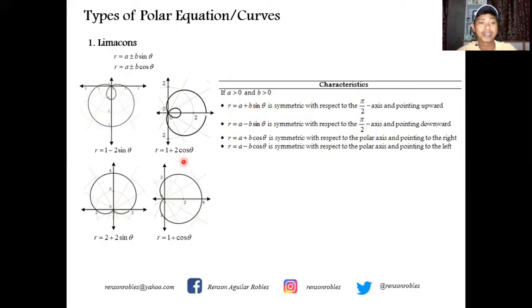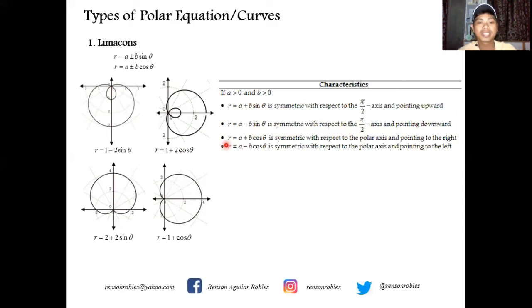Pointing upward, and facing downward. Next, r equals a minus b sine theta is symmetric with respect to the pi over 2 axis and its extension, pointing downward and facing upward. So this is an example of limaçon facing upward, pointing downward.